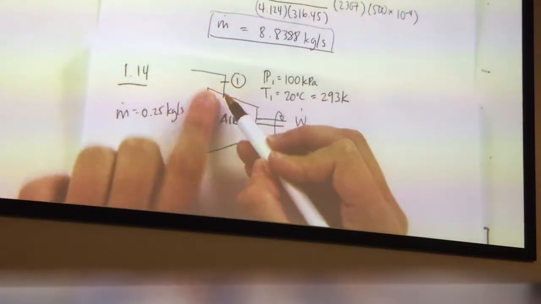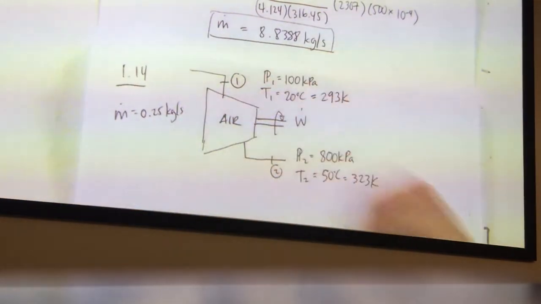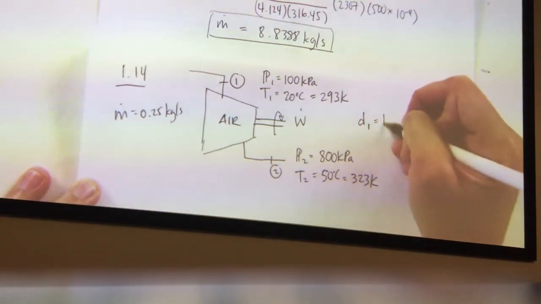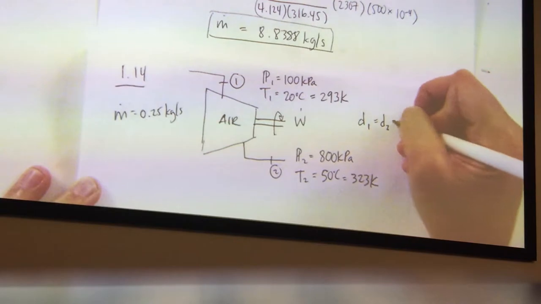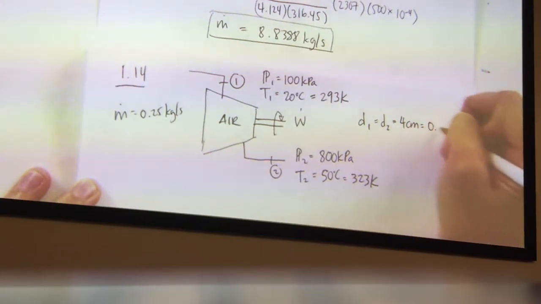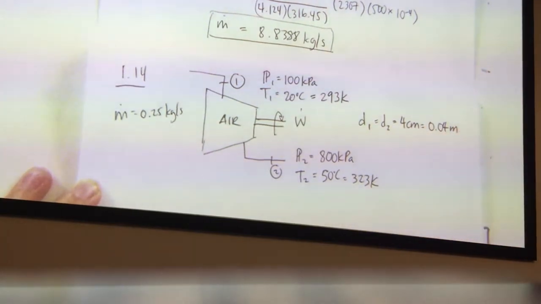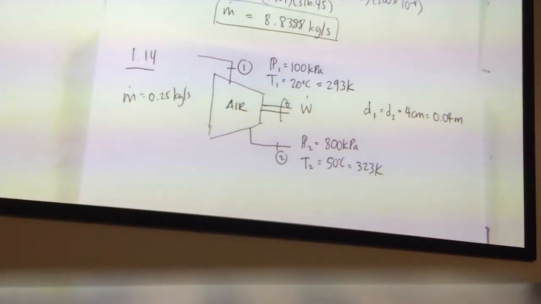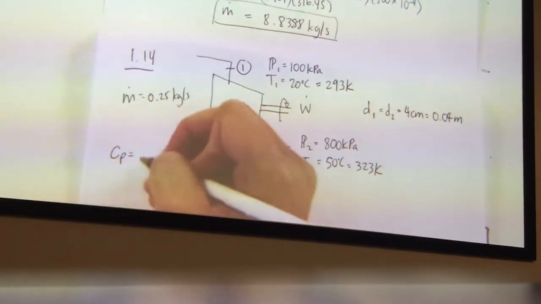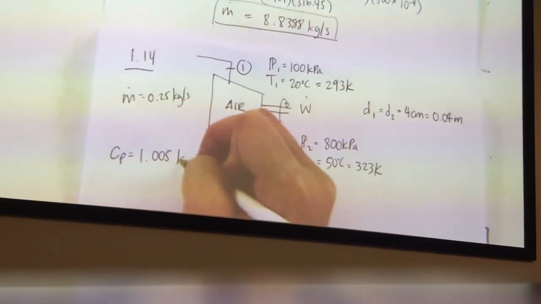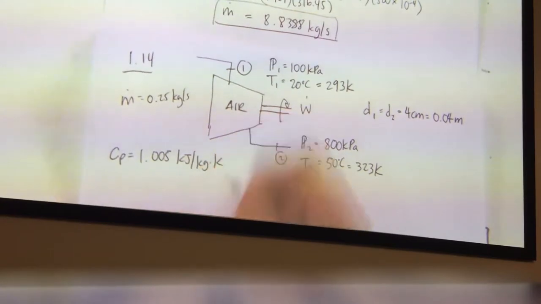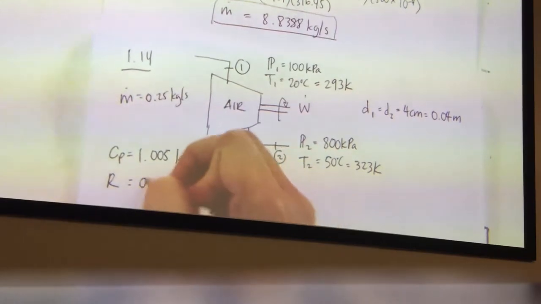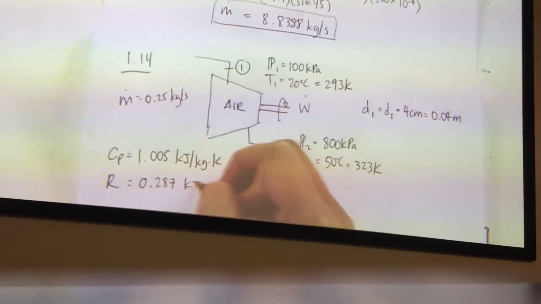We also have areas, and we're going to assume the areas at the inlet and the outlet are the same. So D1 equals D2, the diameter equals 4 centimeters or 0.04 meters. Now we need some thermodynamic properties for air. Cp equals 1.005 kilojoules per kilogram Kelvin, and R, the gas constant for air, is 0.287 kilojoules per kilogram Kelvin.